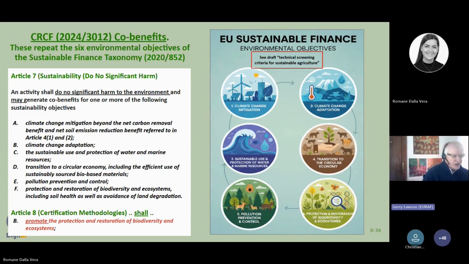But they need to go further than that. So it's not just no significant harm. In the case of biodiversity, they have to prove a positive benefit for biodiversity. That's a challenge. How do we go about proving that? Next slide gives some options.